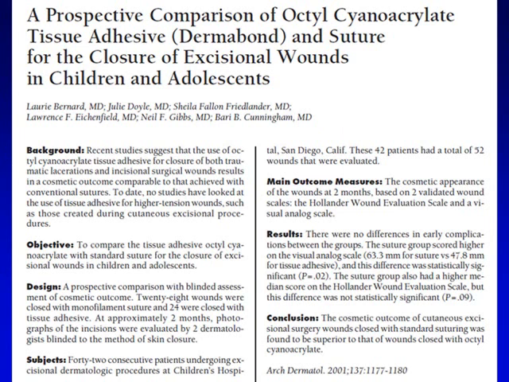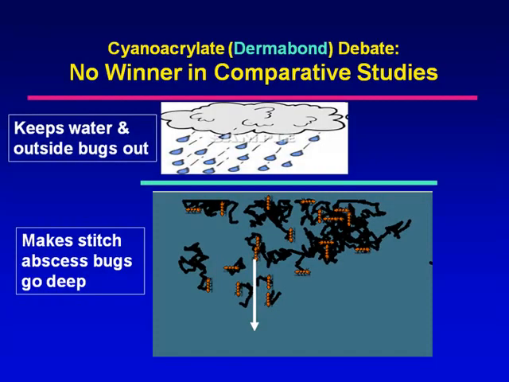There's a prospective trial looking at excision wounds in children. That shows, strangely, I think pretty surprising, that suture gave better cosmetic results than dermabond, but basically there's no difference in infection. So the conclusion there is there are really no better comparative studies, except for the occasional patient with a stitch abscess that extended into something deeper.